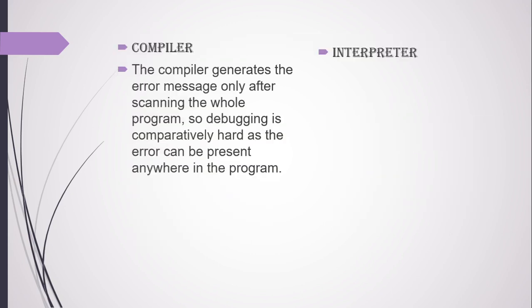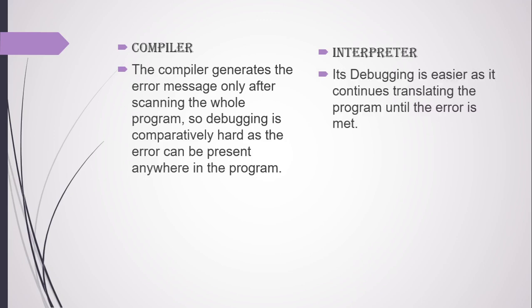Then, the compiler generates the error message only after scanning the whole program. So debugging is comparatively hard, as the error can be present anywhere in the program and we have to remove it at the end of the compilation. On the other hand, with an interpreter debugging is easier as it continues translating the program until the error is met. It will translate a line, and if there is an error, we have to remove it and then move toward the next statement.